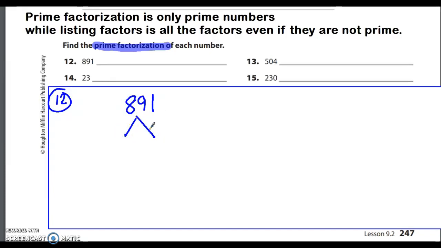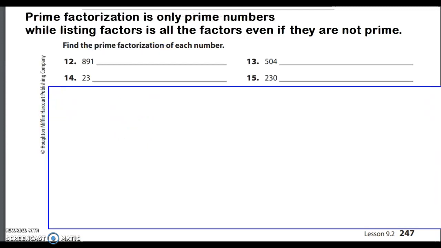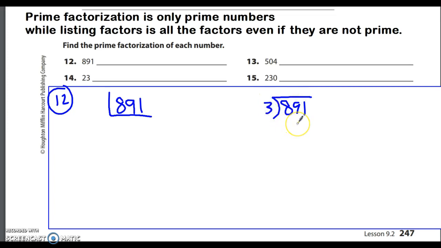And I think I'll do, do I want to do a tree for this one? This might be a really good one for a ladder, to be honest. I don't know that it really matters. I think I'll do a ladder because I often prefer tree diagrams, and so I'll do a ladder diagram just to be different here. So I'm going to put 891 right here. And I know it's not divisible by 2 because it's an odd number, but is it divisible by 3? I think it is. What I'm going to do actually here is rewrite this using division by 3 and see if it's divisible by 3.